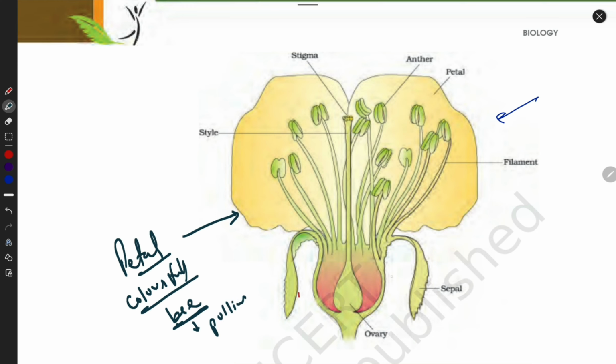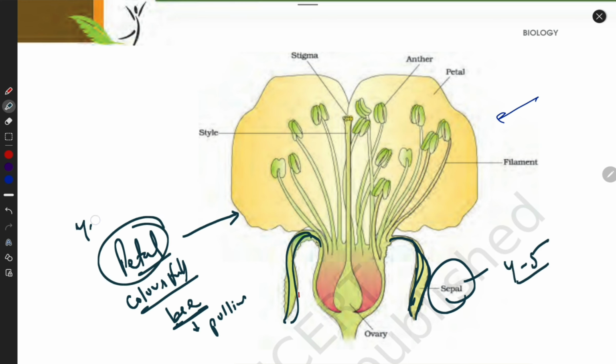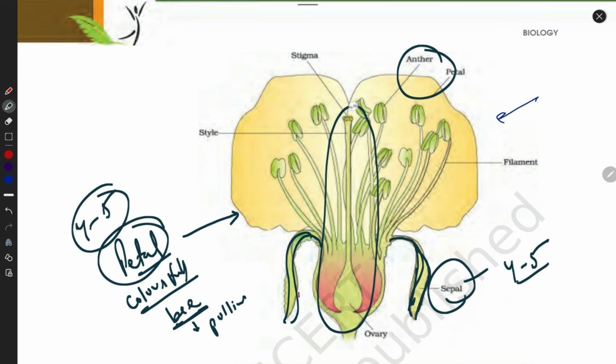Next, look here, this is green. This part is always green and we call it the sepal. Sepals may vary in number, and petals also vary in number. Anthers are large in number, but this part is only one. I hope you are familiar with this.